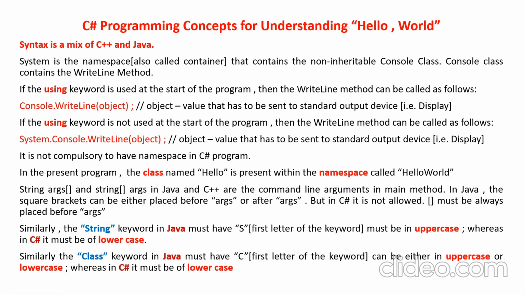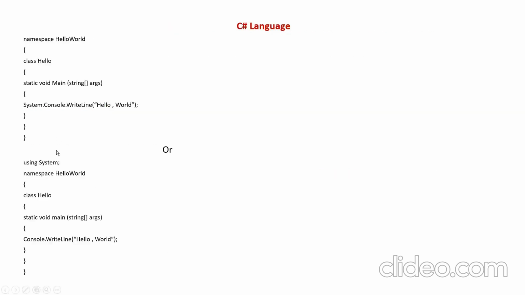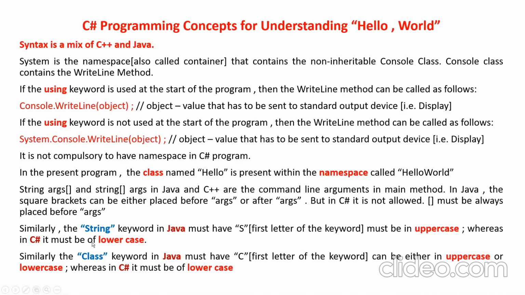System is the name of the namespace. If the using keyword is used, I can directly write Console.WriteLine. The object is the string which I want to print on the display. If the using keyword is not used, I have to mention the namespace, dot the class name, dot the method name, and the string I want to print. Similar to a C++ program, the namespace is not compulsory here. Whatever functionality the namespace has in C++, the same functionality applies here also.